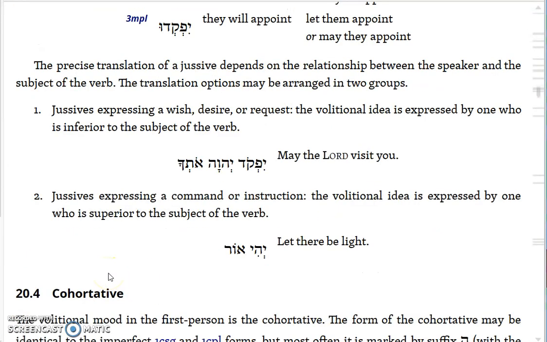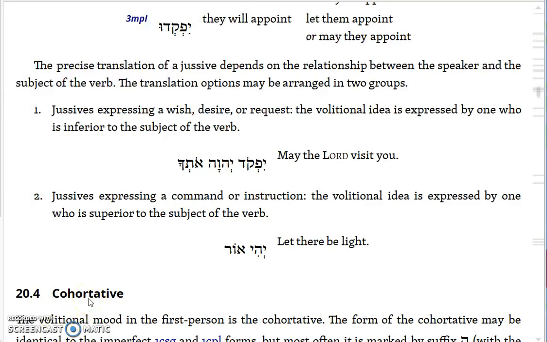The precise translation of a jussive depends on the relationship between the speaker and the subject of the verb. The translation options may be arranged into two groups. Jussives expressing a wish, a desire, or a request. The volitional idea is expressed by one who is inferior to the subject of the verb. And there the wish, for example, with God would be, may the Lord visit you. Yifkod Adonai otkha. May the Lord visit you.